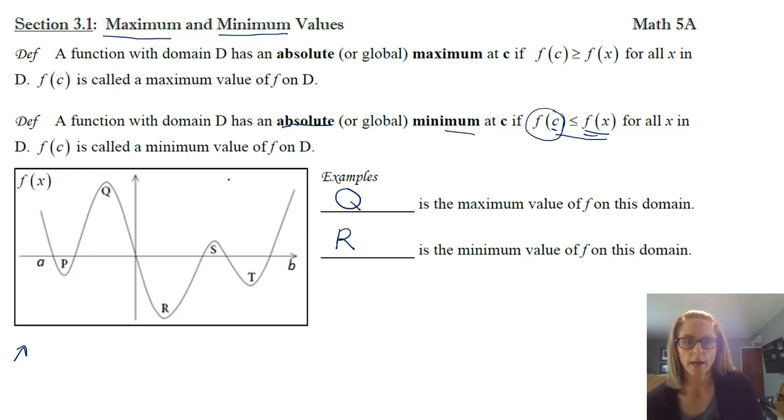Now understand that if this function was, say, a little bit taller, say it went up to here, then the maximum value would actually be right here and not q, because it is literally saying that on this domain, and if we start over here at A and we end at B, and of course I kind of extended mine a little bit there, but the idea is it is the highest or the lowest value on that domain. That's what it means to say absolute max or min.